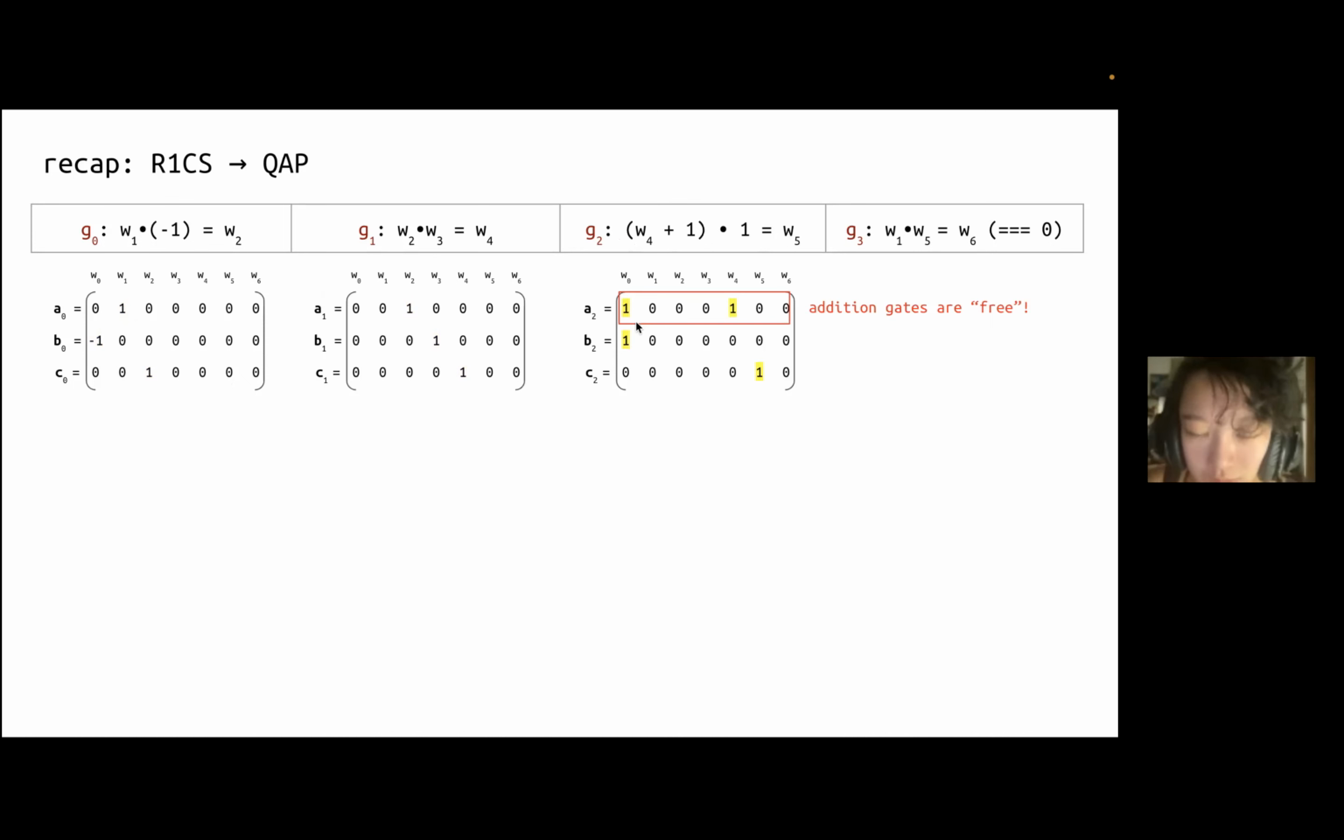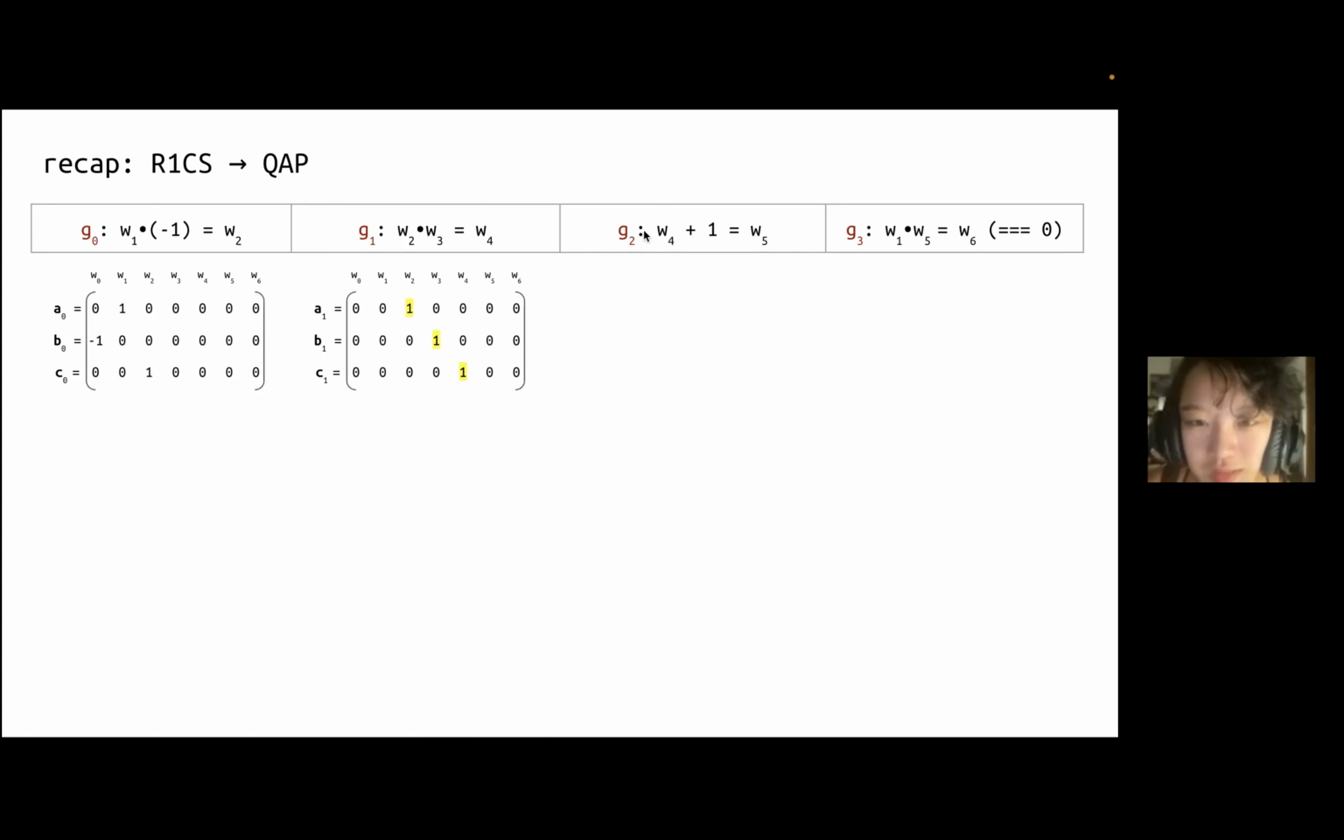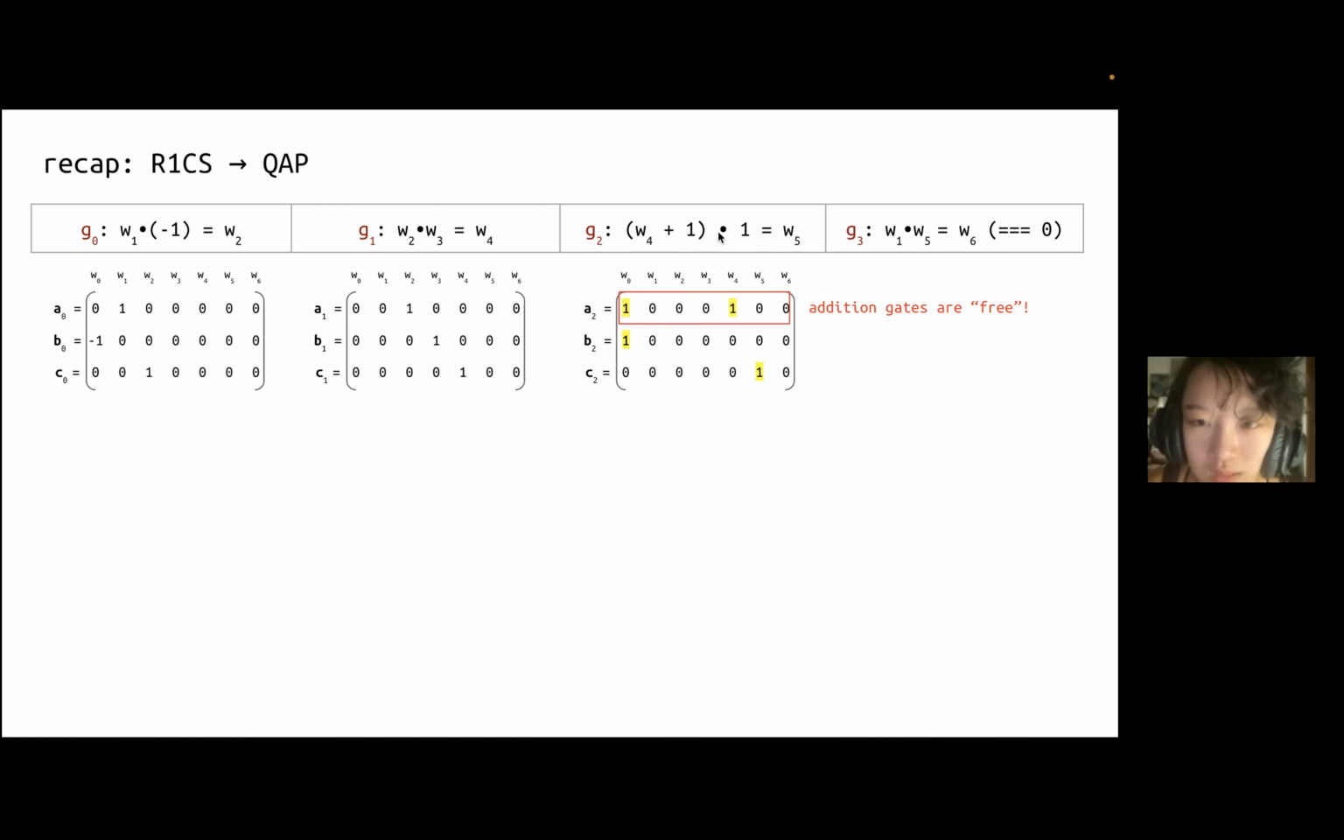So you should be familiar with this free addition gate. When we have an addition gate, we actually represent it as W4 plus 1 times 1. So in other words, W4 plus 1 fits in the same row. It's all considered the left input, and the right input is 1 here. So in this sense, addition gates are free. You can have W1 plus W2 plus W3 times something else. It won't cost you anything in terms of an additional gate.